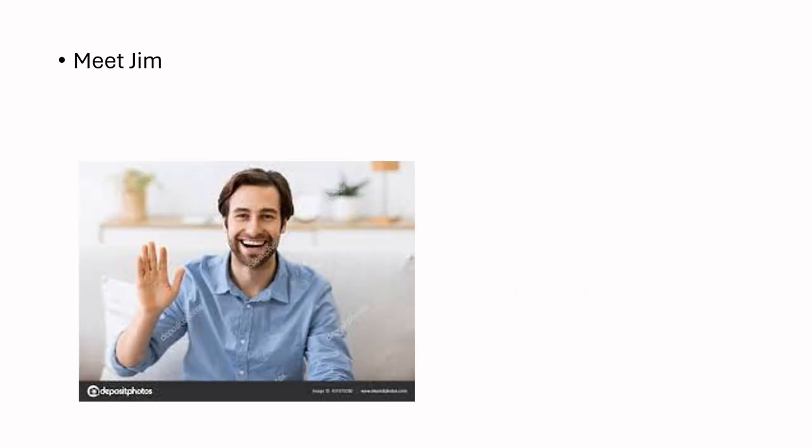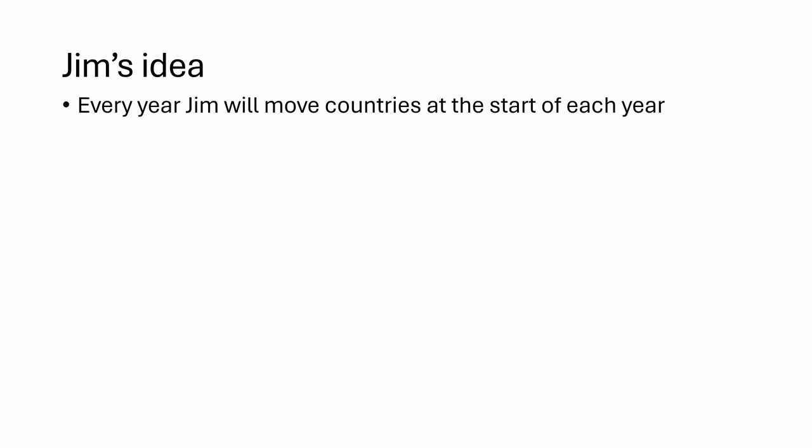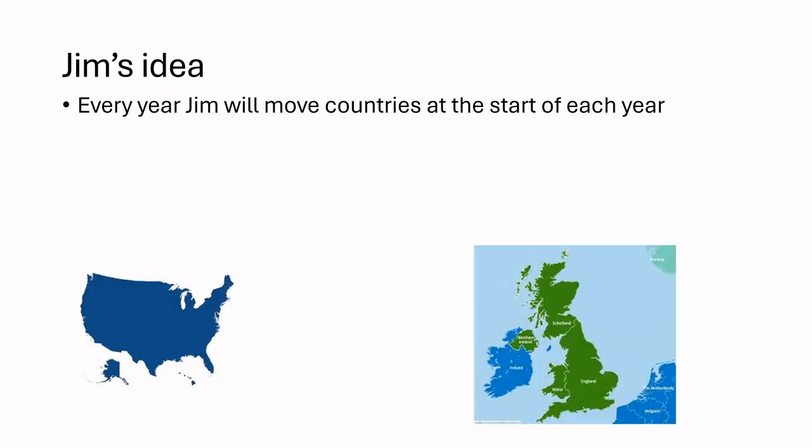So let's meet Jim. And the thing that you need to know about Jim is that Jim is a trailblazer. Jim has a trendy new idea for his lifestyle. And this is Jim's idea: every year Jim is going to move countries. The two countries that he's going to choose to move between are the United States and the UK. I guess the UK isn't a country, it's a group of countries, but whatever.